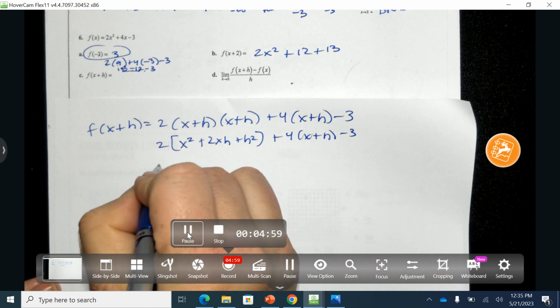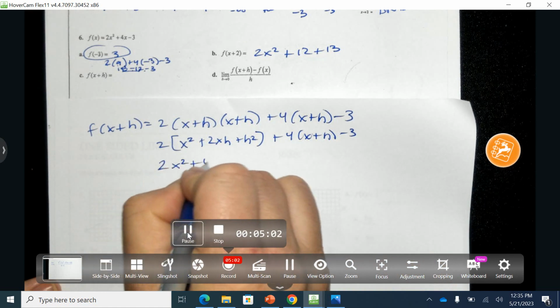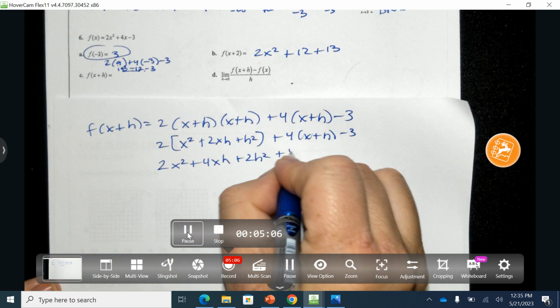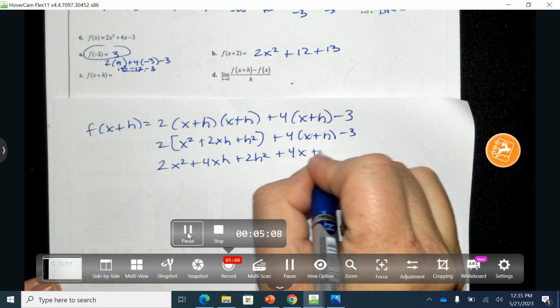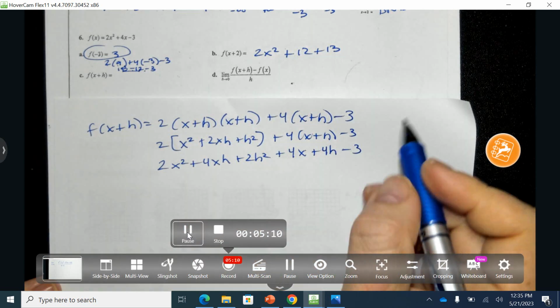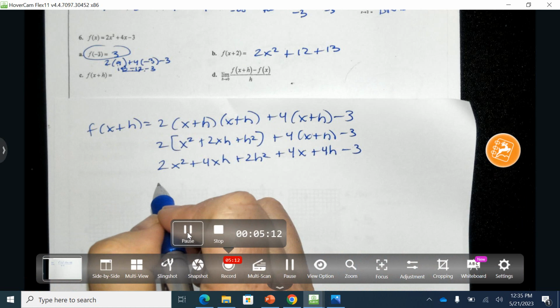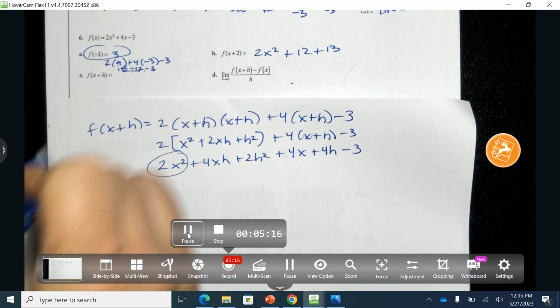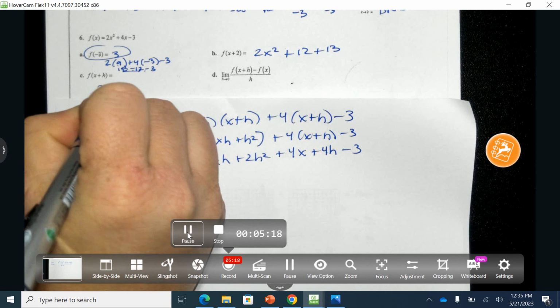Distribute the 4, and then combine like terms. 2x squared plus 4xh plus 2h squared plus 4x plus 4h minus 3. Let's combine like terms here. When I combine like terms, I'm going to start with the x. There's only one group that has an x squared, 2x squared.